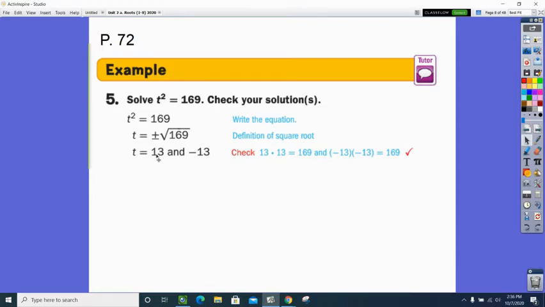So if you take 13 and square it, you'll get 169. And if you take negative 13, remember in the gloves, in the parentheses, and square it, you'll get 169. So the way you would write your answer is t equals 13 and negative 13. And I'm actually okay if you wrote t equals plus or minus 13. That's the same thing.